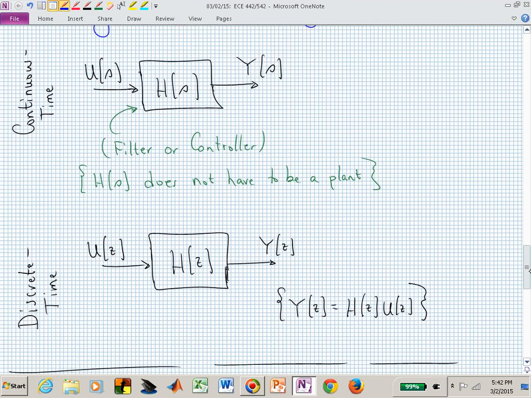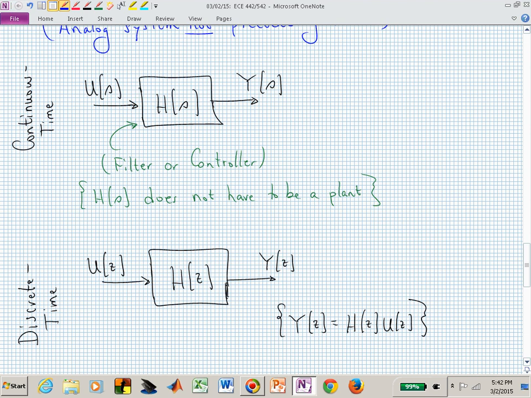We want to now have this ability to not have to incorporate a zero order hold when we generate a discrete equivalent. It may not be necessary. And that's why I'm saying in these curly braces, capital H of S does not have to be a plant. It could be a filter. It could be a controller. And then we don't need to really worry about preceding our analog system or the continuous time system with a hold device before moving it into a discrete time representation, which in this illustration is capital H of Z.